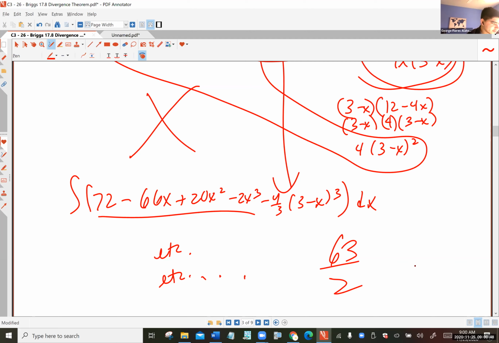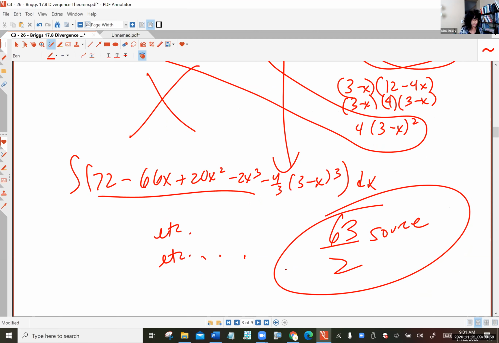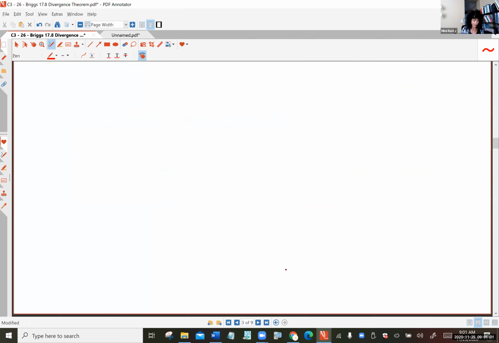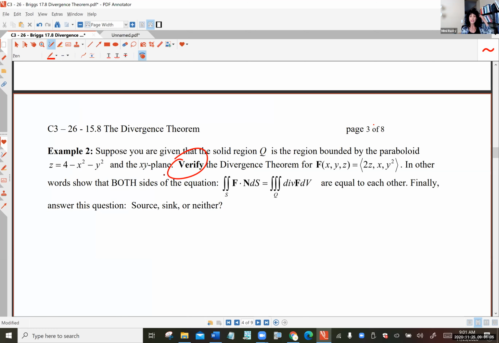Source is correct, because it's positive. So that means you have a little gnome inside of your solid blowing liquid out. Not really, but you can think of it that way. Okay, so I'm going to do a verify right now, and it's not going to be fun.